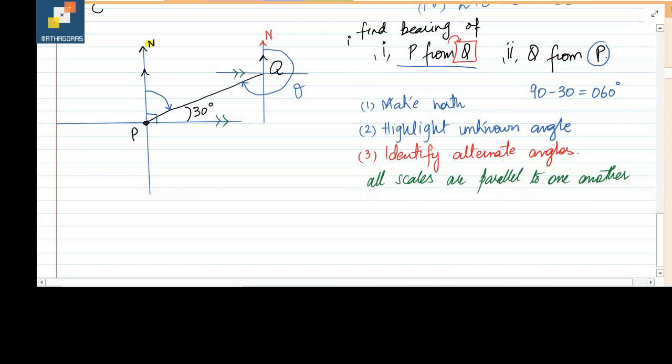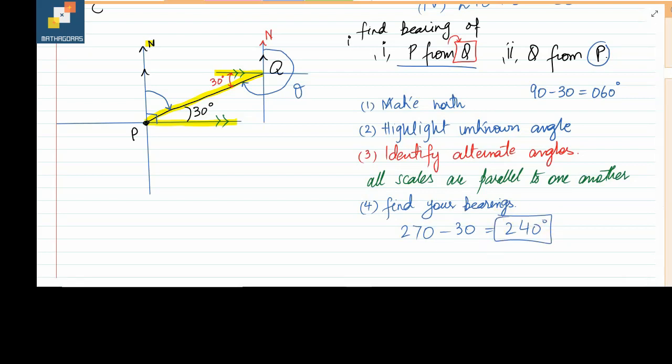So what you need to do now is find the alternate angle. Now I am going to highlight the Z. Right, that is my Z. Z indicates that if this angle is 30, then this angle will always be 30. That is the property of alternate angles. And step number 4, find your bearings. Right, so your bearing is what? Starting with the north, 90, 180, 270 till here, and then you need to subtract 30. So it will be 270 minus 30 equals 240 degrees.